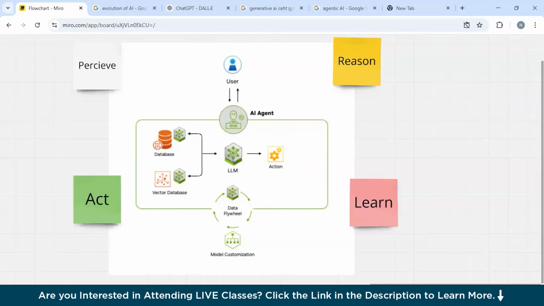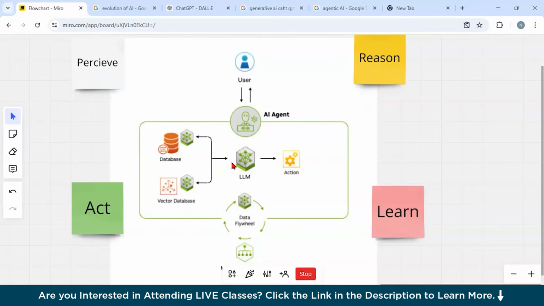So let's have a quick recap of what we studied. Agentic AI works in 4 steps. The first step is perceiving, where AI gathers data from databases, sensors, and APIs. The next step is reasoning. It uses an LLM to interpret tasks, apply logic, and generate the solution. The third step is acting. Here AI integrates with external systems and automates the task. And finally, it is learning. So AI improves over time via a feedback loop, which is called the data flywheel.